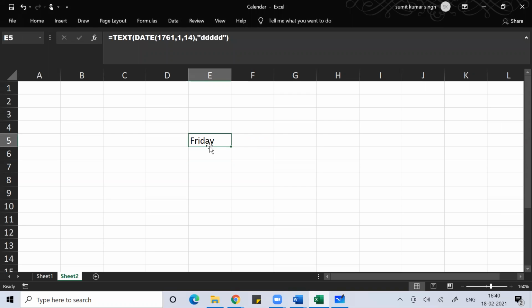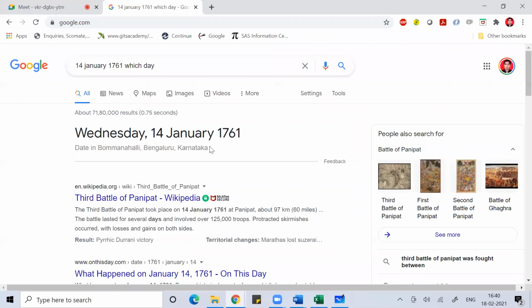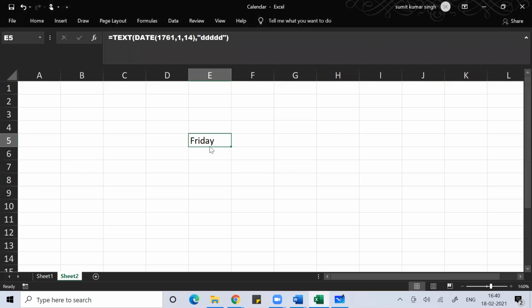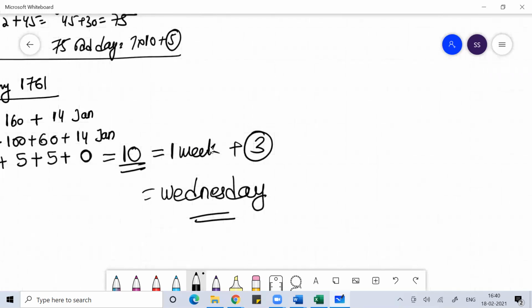Coming Friday, but 14 January 1761, it was Wednesday. I need to check why Excel is giving me Friday. But the answer is Wednesday. 14 January 1761, it was Wednesday. So you can do it this way, or you can apply the shortcut approach.